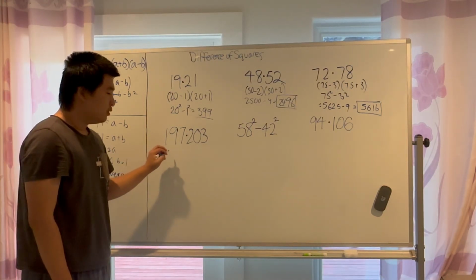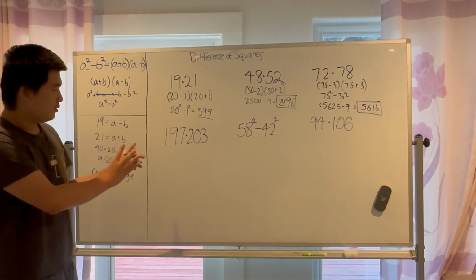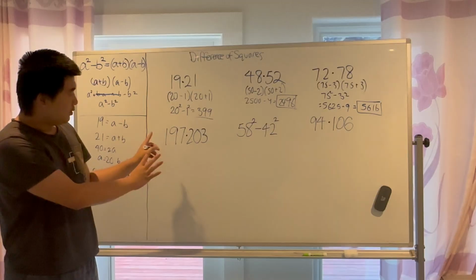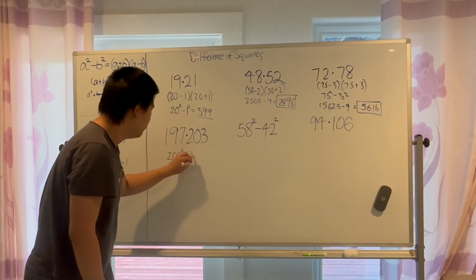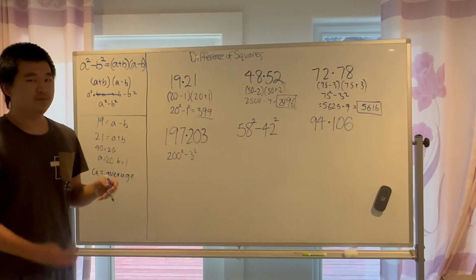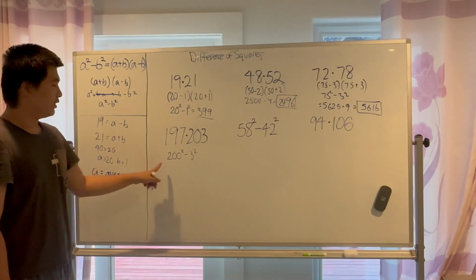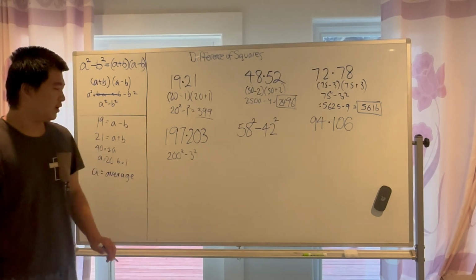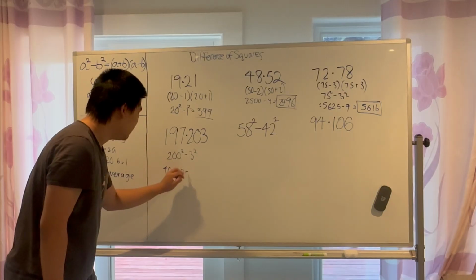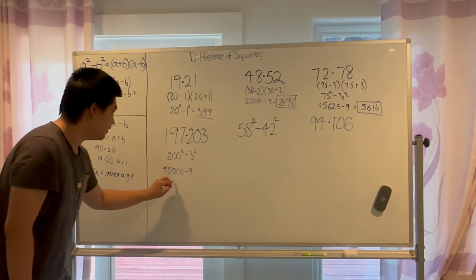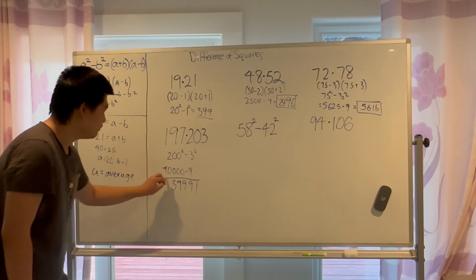So let's actually skip this step right now. Let's try to do it in our heads. What is it? Well, if you said 200 squared minus 3 squared, you would be correct, because 197 is 200 minus 3 and 203 is 200 plus 3. So we're going to have 200 squared minus 3 squared. Now what is that? That's 40,000 minus 9, which is going to be 39991.